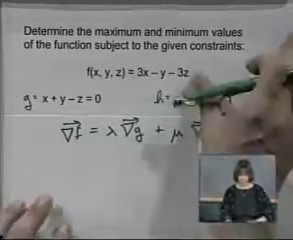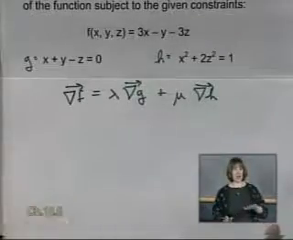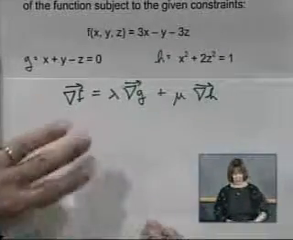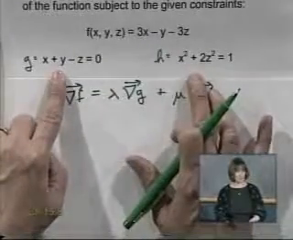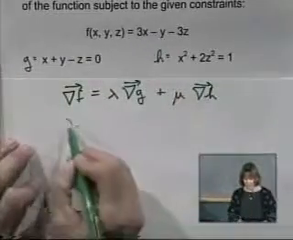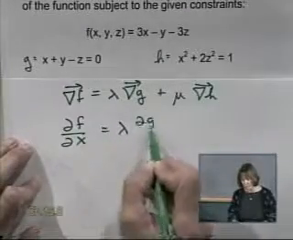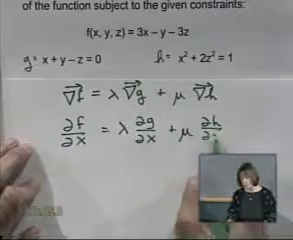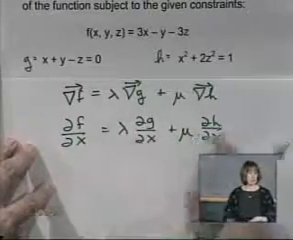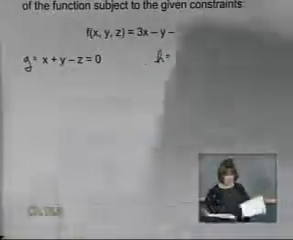Okay? So, notice now we have 5 unknowns. You're going to get 3 equations from the partials, and then your 2 constraints are your 4th and your 5th equation. So we have to have the partial of f with respect to x equals lambda times the partial of g with respect to x plus mu times the partial of h with respect to x. And then you'll have it in terms of y and in terms of z. You all with me? Okay, so let's write down what these equations are.